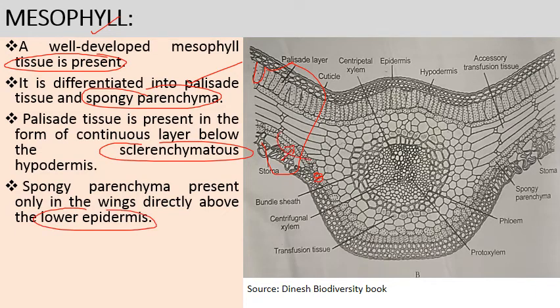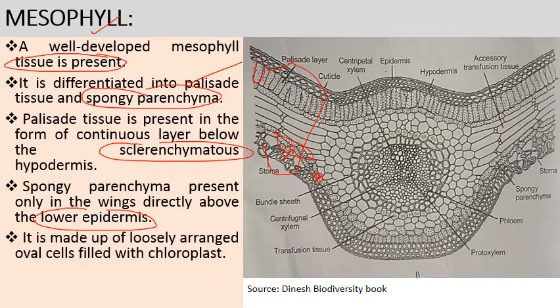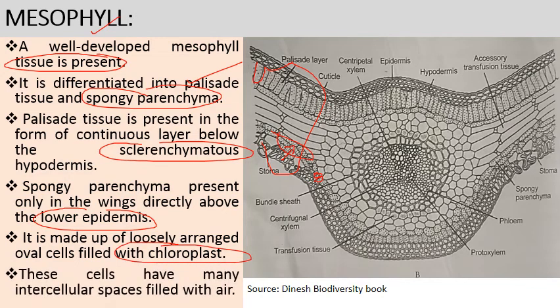के ऊपर की तरफ ये यहाँ पे present होता है, and it is made up of loosely arranged parenchymatous cells जो कि loosely arranged होते हैं, and they are filled with chloroplast, and these cells have many intercellular spaces filled with air. So ये जो spongy parenchymatous tissue है, they contain a number of intercellular spaces.